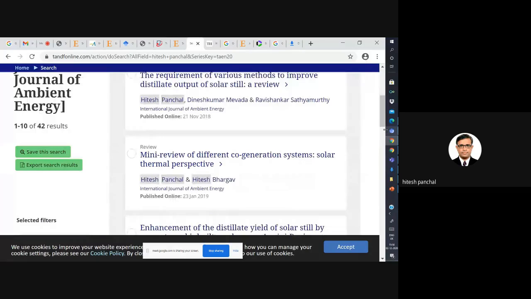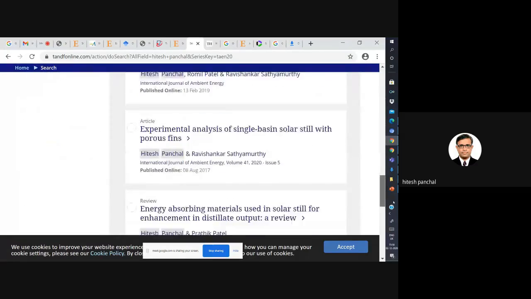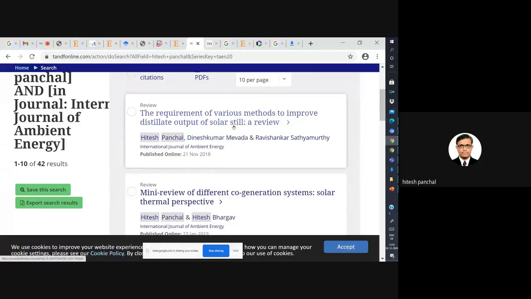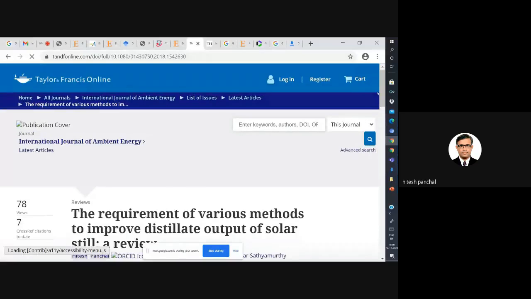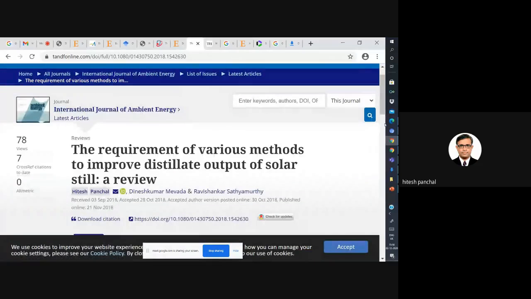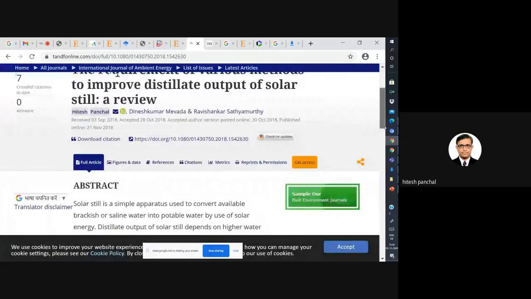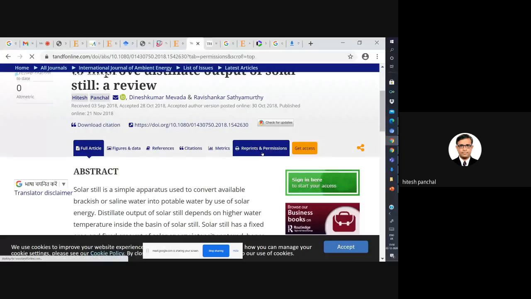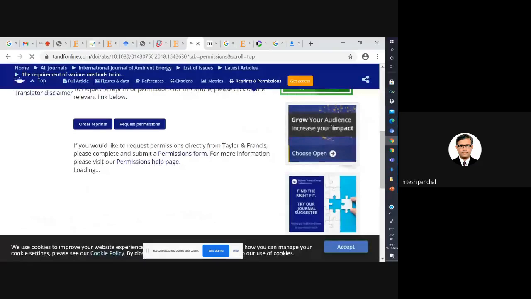You can see many articles are there in this journal. It is an ESCI journal. Now I want to reuse the content, so also you will go for the reprints and permission. Same thing you have to follow.